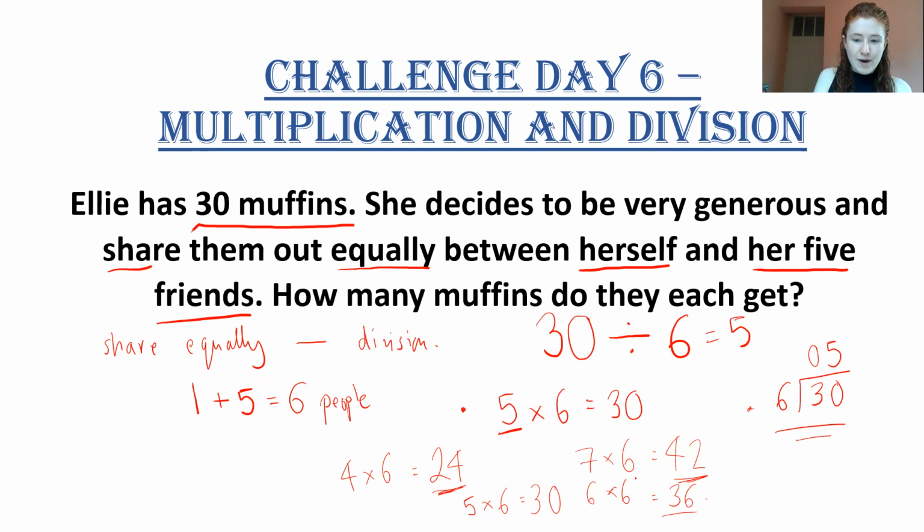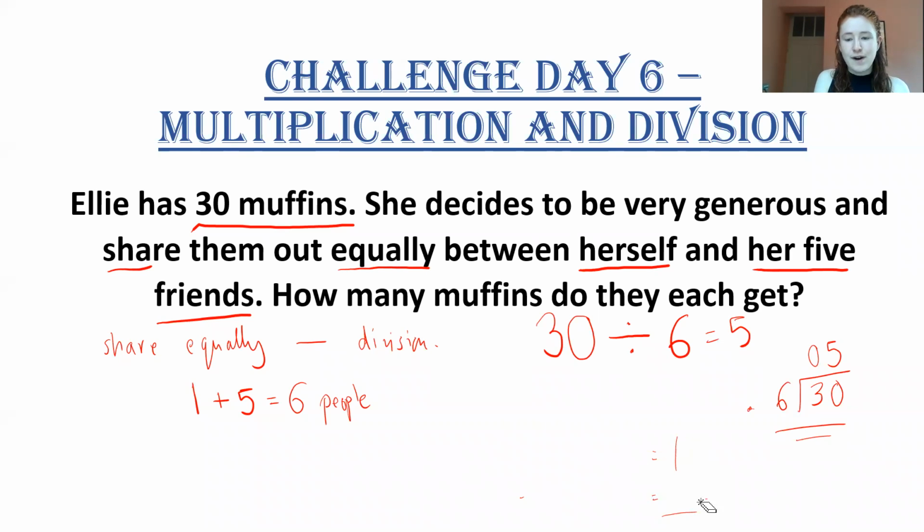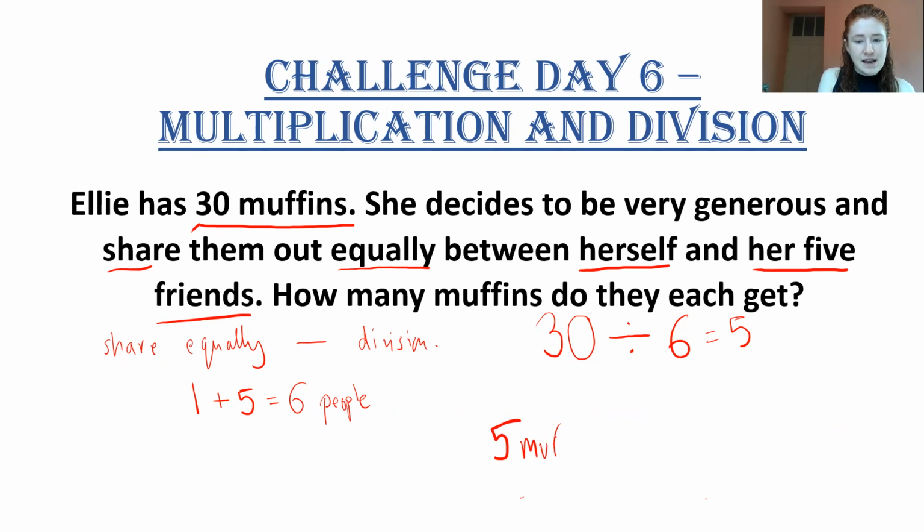And what does this tell us for our question? Well, let's fill it in for ourselves. We want to always be really clear when we're doing word questions. So whilst we've done our 30 divided by 6 equals 5, we also want to remember to write it in the best way possible for the question, just to show them exactly what we're doing, right? So we've got 30 divided by 6 equals 5. So if we share 30 muffins between 6 people, they all get 5 muffins each. Okay, we can write it like this, 5 muffins each. Just to be really clear that we're understanding exactly what we're doing in this question.